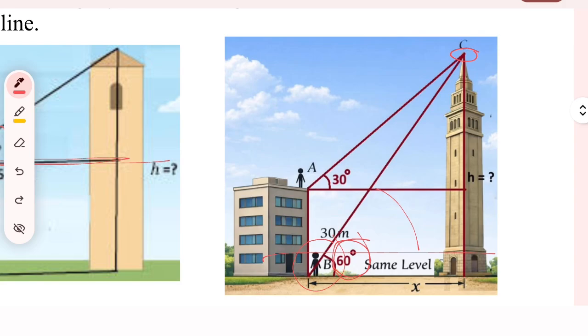This 30 could also be an angle of elevation if you refer to the top of the building. Now from the top of the building, this would be the horizontal line, and then going up, that's a 30-degree angle of elevation to the very top of the tower.